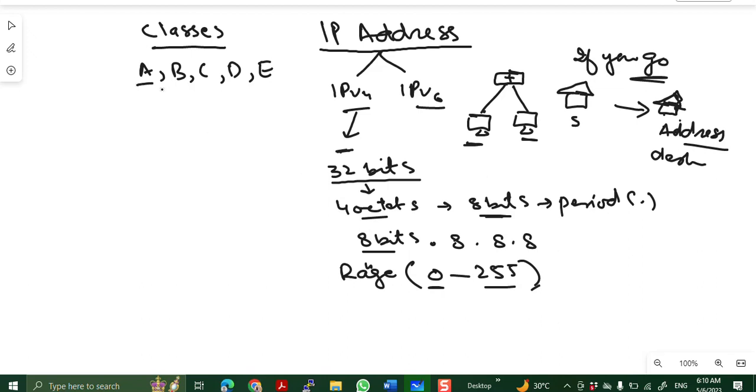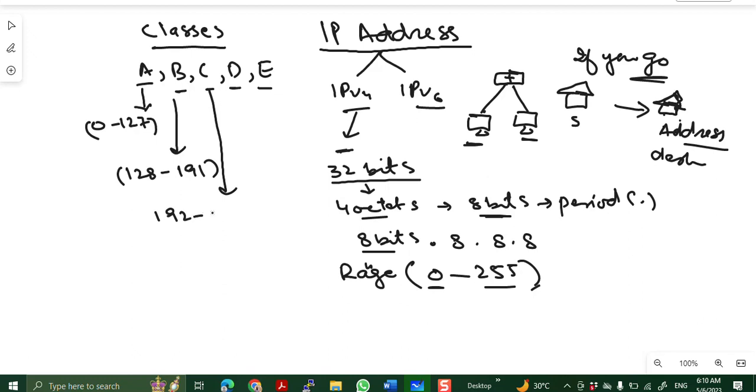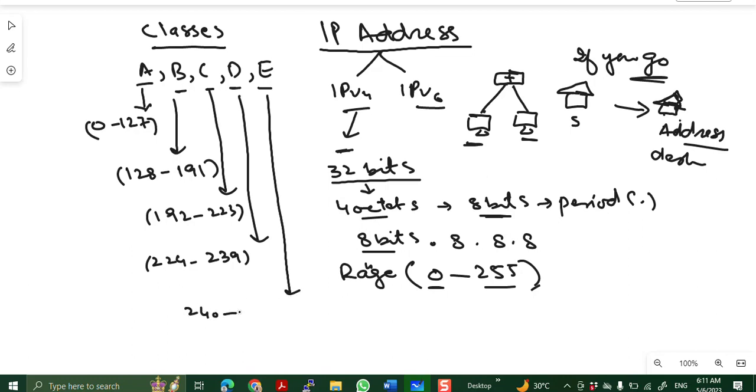Then we have a specific range for each class of IP version 4 addresses. Class A range is from 0 to 127. Class B range is from 128 to 191. Class C range is from 192 to 223. Class D range is from 224 to 239, and class E range is from 240 to 255. So these are the ranges for each class in IP version 4 address.